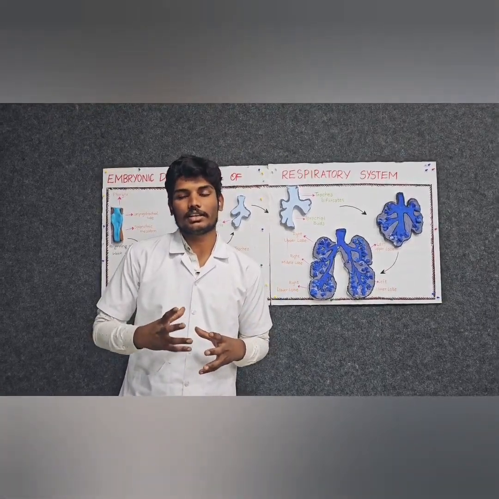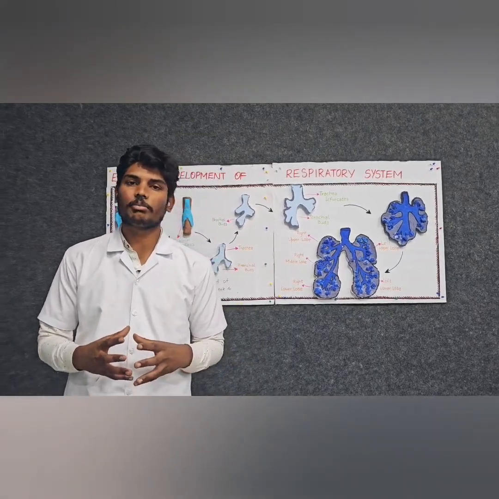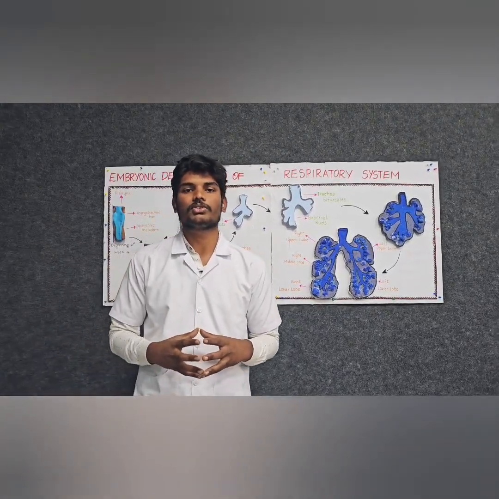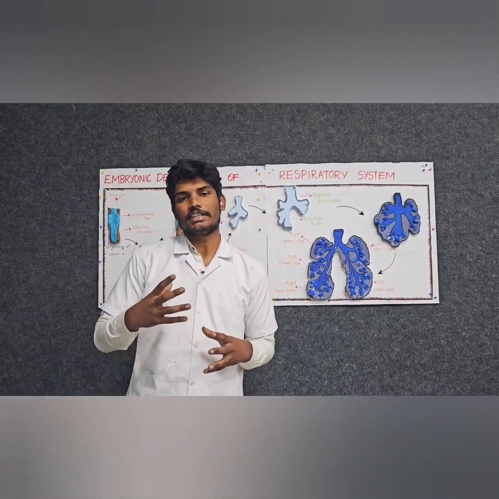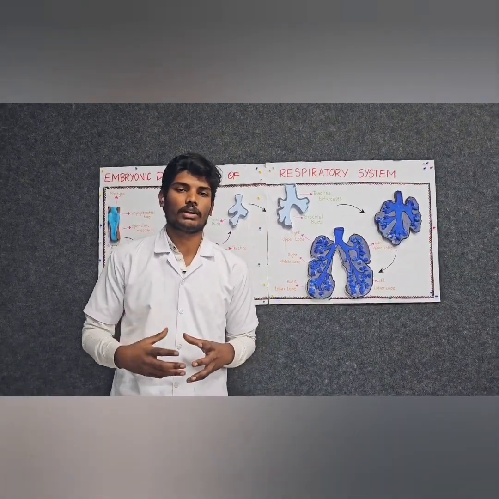The secondary bronchi are further divided into tertiary bronchi. Tertiary bronchi are also called segmental bronchi. They supply the segments of the lobules of the lungs. The tertiary bronchi are further divided into terminal bronchioles.